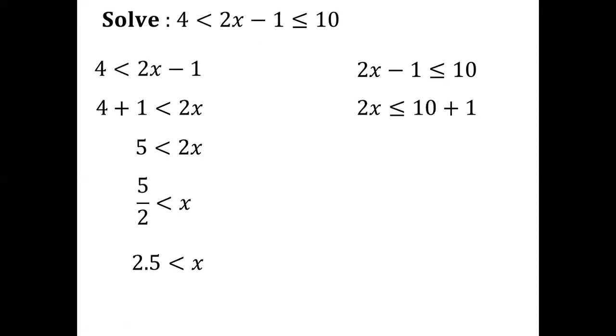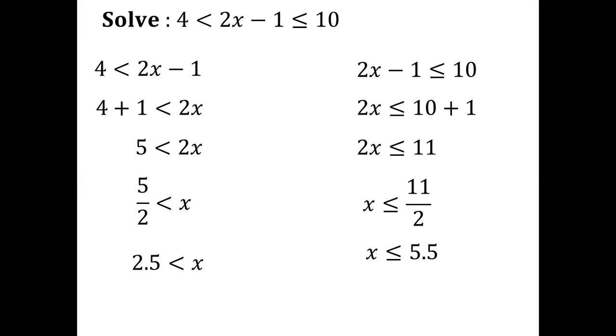Now on the next side we have 2x is less than or equal to 10 plus 1, because it's -1. When it moves to the other side, it becomes plus 1. So 2x is less than or equal to 11. x is going to be less than or equal to 11 over 2. So x is less than or equal to 5.5. If you divide 11 by 2, you get 5.5.